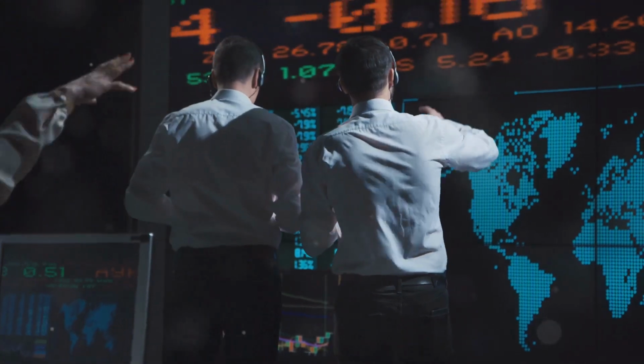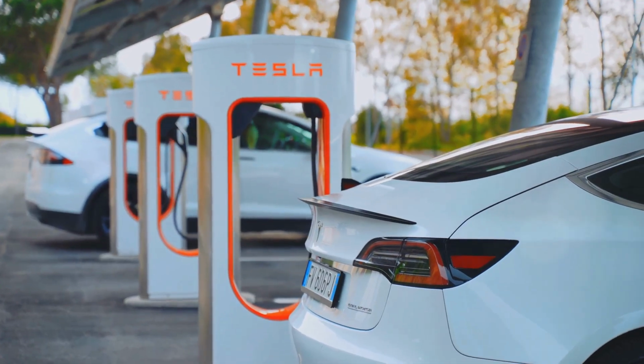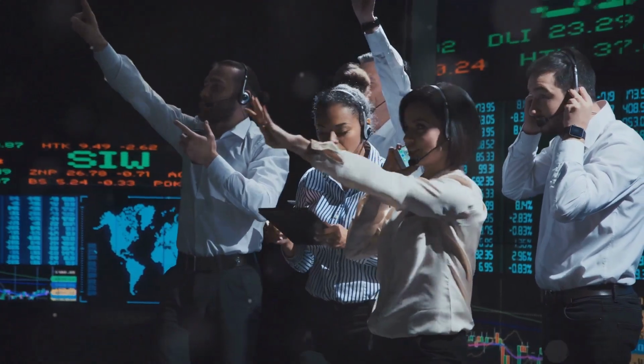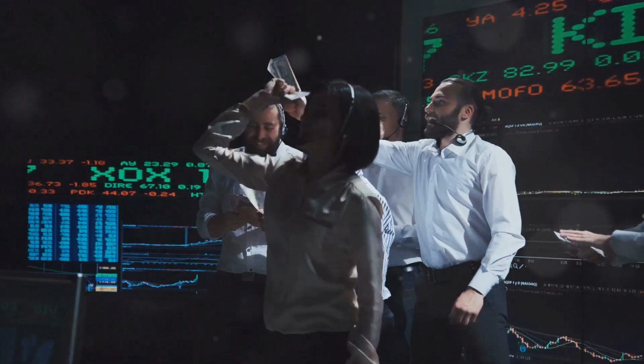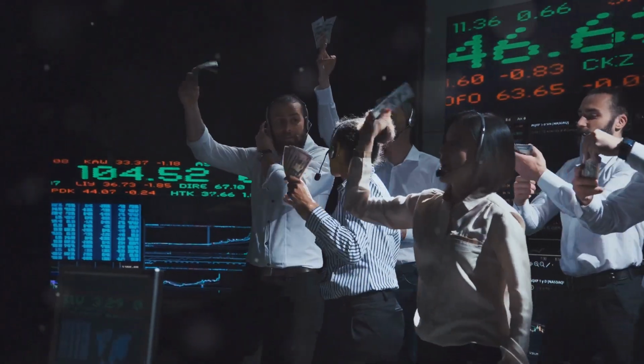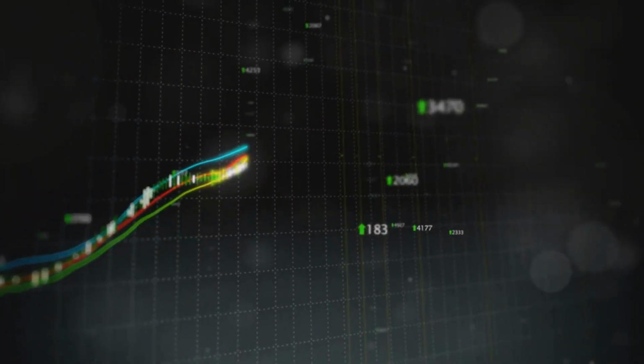Hey there, investors. Big news in the world of electric vehicles. Tesla's stock has just skyrocketed by a whopping 10%, all thanks to some stellar delivery numbers that caught everyone off guard. Let's dive into the details.